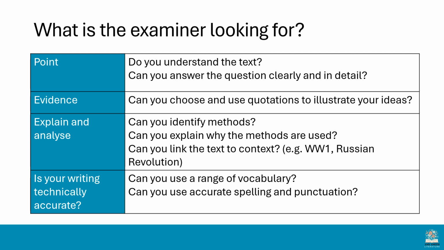That's your quote. Explaining and analysing, can you identify the methods? Can you explain why those methods are used? Can you link to context? So that would all be part of your explanation and your analysis. And then the last bit is, is your writing technically accurate: vocab, spelling, punctuation, apostrophes in particular. For the first three sections on the screen there, from do you understand the text down to the context, you're marked out of 30 on AQA for that. And then for the technically accurate bit, you get a mark out of 4 if you're doing the AQA specification.